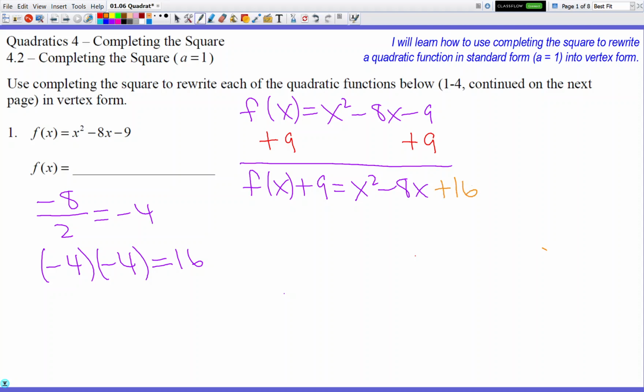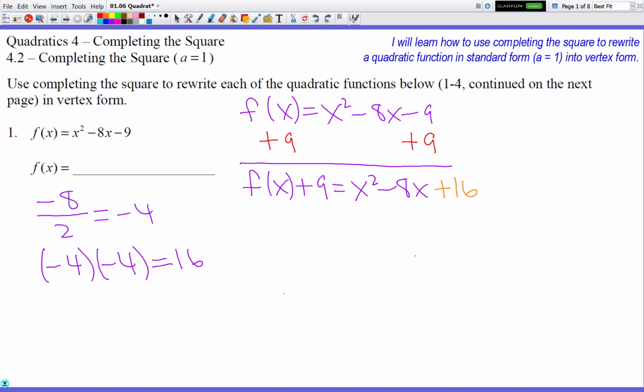But the trick to this is that you have to remember your rules in math: you can't just add something to one side without adding it to the other. So I can't just put a plus 16 on the right side without balancing it out and putting a plus 16 on the left side.